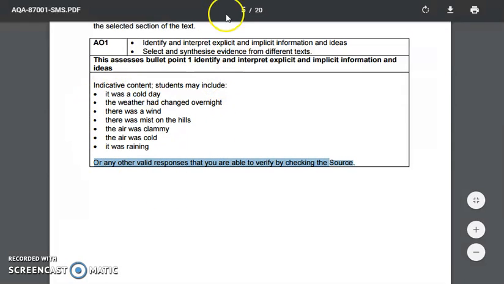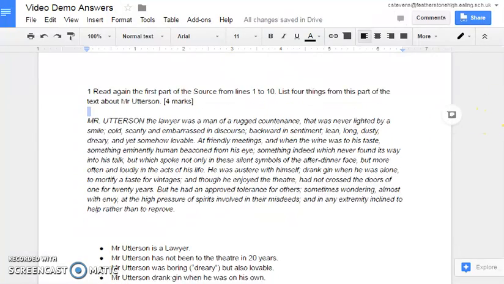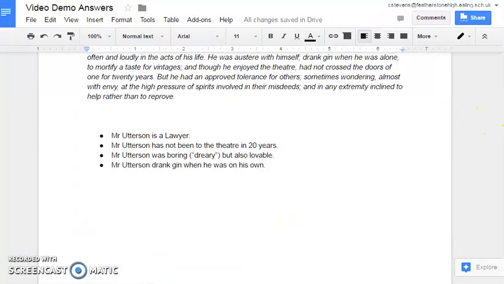Now this was for a question about whether we're looking at Mr. Utterson. So here would be my suggestions. Mr. Utterson is a lawyer. Mr. Utterson has not been to the theatre in 20 years. Mr. Utterson is boring, but also lovable. Mr. Utterson drank gin when he was on his own.